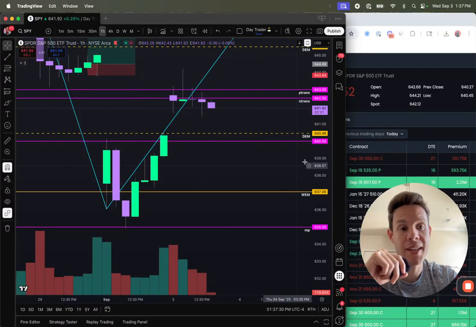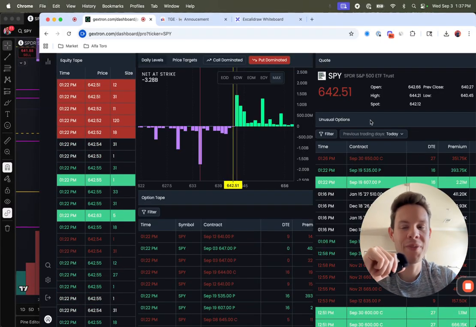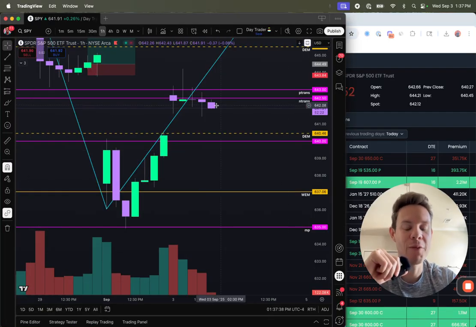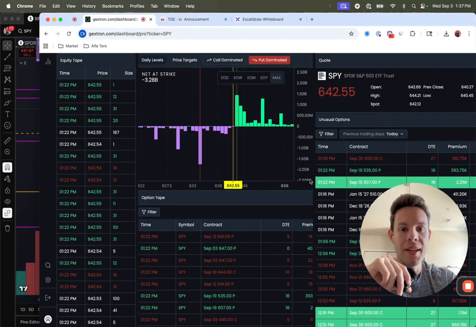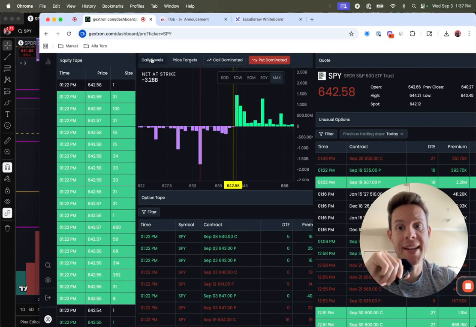But it doesn't get us out of the woodwork yet, right? Because you have to take into consideration, we're still below entrance level, so we can still be in a negative area. It could come back down, retest, something can happen. Okay. That's tooling number one, which is these daily levels that are in Gextron.